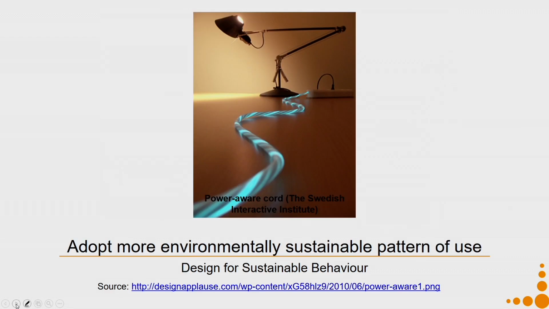You can also design for sustainable behavior, like our example wherein, depending on how much energy you are using at a given instant, this particular wire glows differently. So, when you use more energy, it starts glowing more drastically, giving you visual feedback about the amount of energy and trying to influence you to reduce your energy consumption.